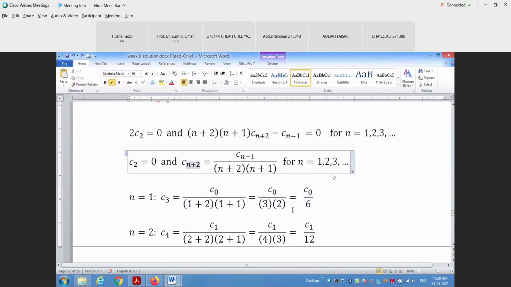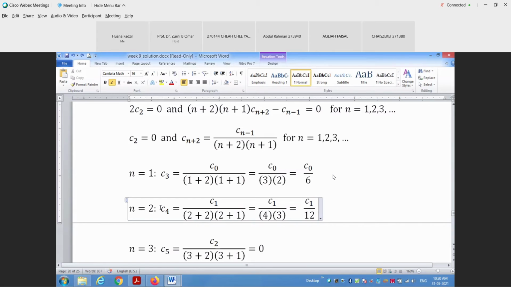Okay, 3 times 2 equal to 6. So C naught over 6. Okay, you have to find the coefficient for a few n, so that hopefully you can see some pattern here.